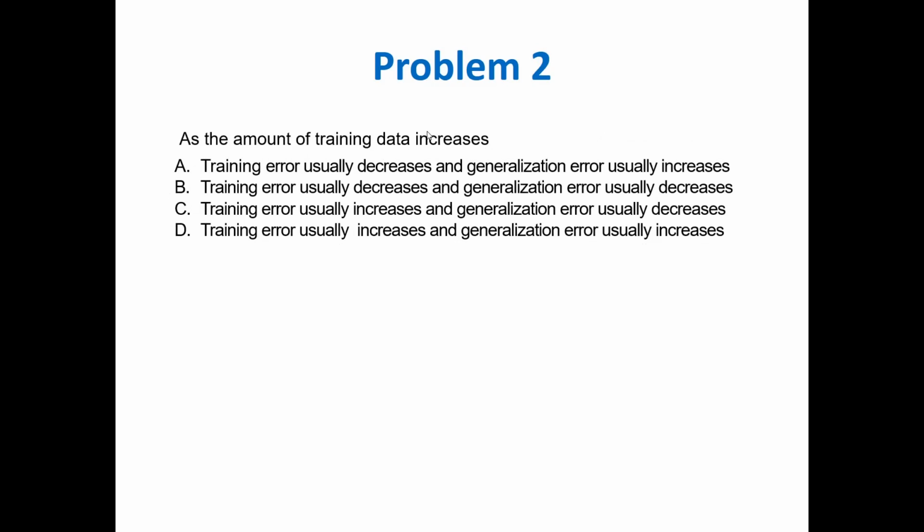Problem 2. As the amount of training data increases, four options are given. Training error usually decreases and generalization error usually increases. Training error decreases and generalization error decreases. Training error increases and generalization error decreases. Training error increases and generalization error usually increases. What should be the option?